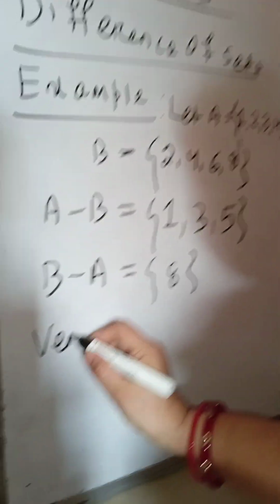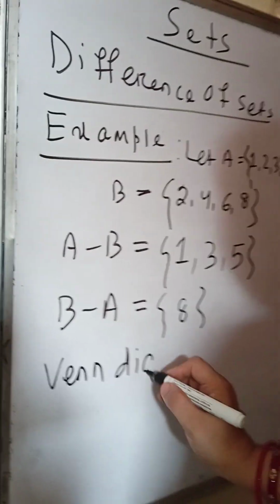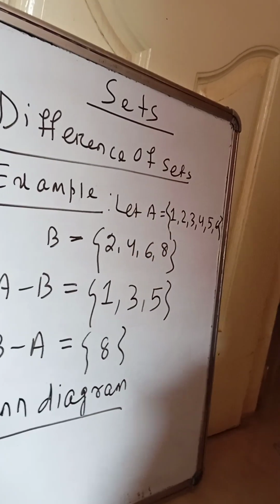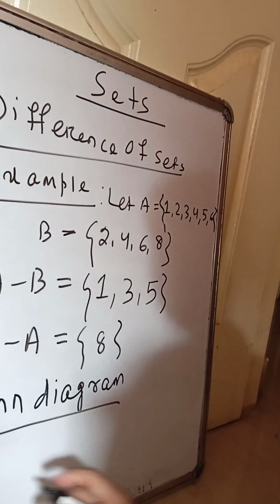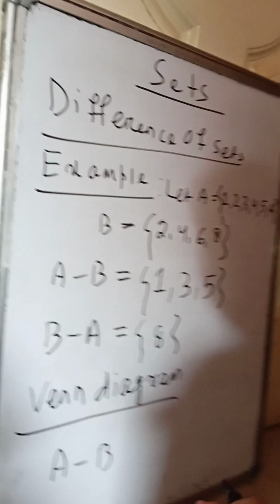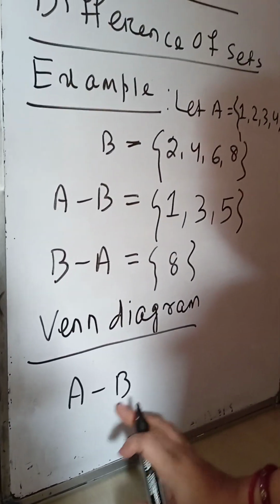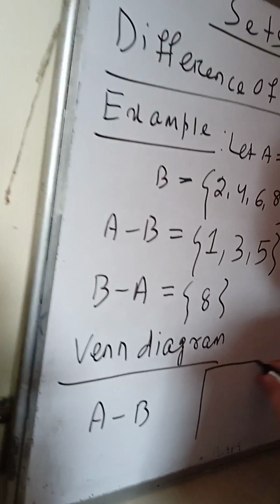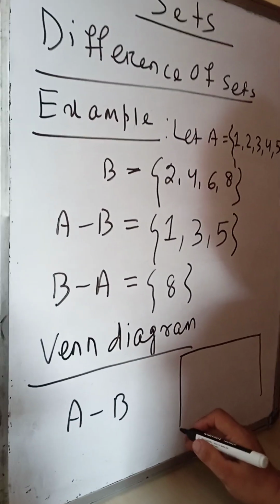Then after this example, if we want to find the Venn diagram of the difference of two sets A minus B, how will it be drawn? First let us draw A minus B. As per the definition, A minus B is the set of elements of A not in B. So let us represent this in our Venn diagram.